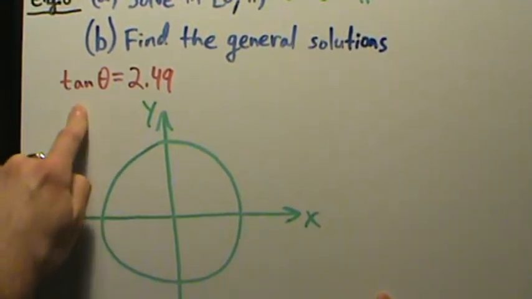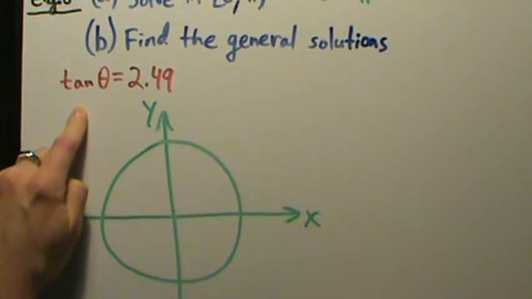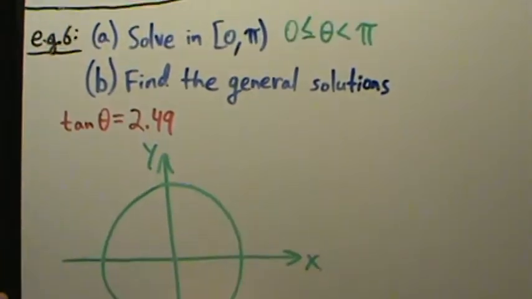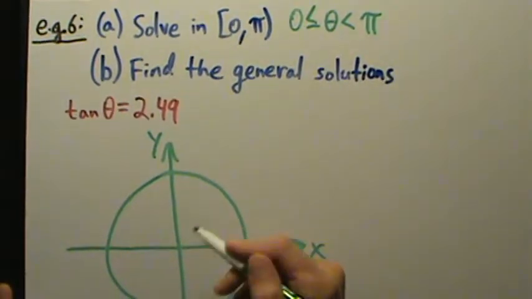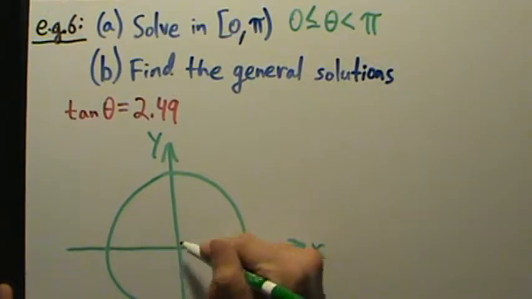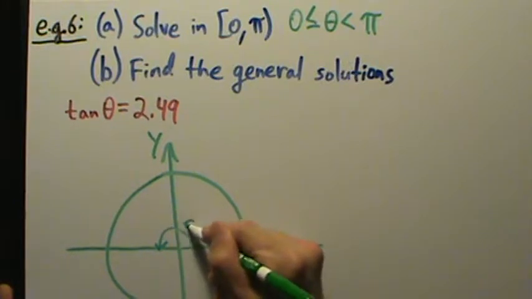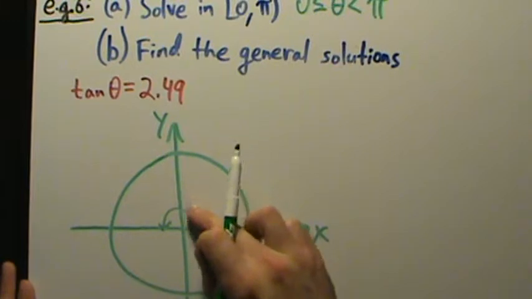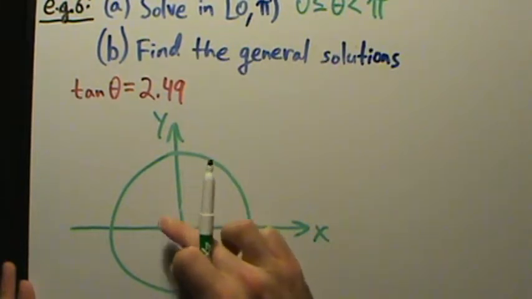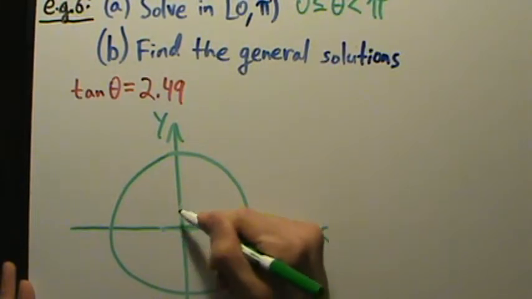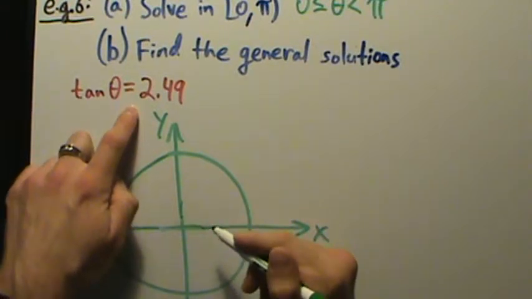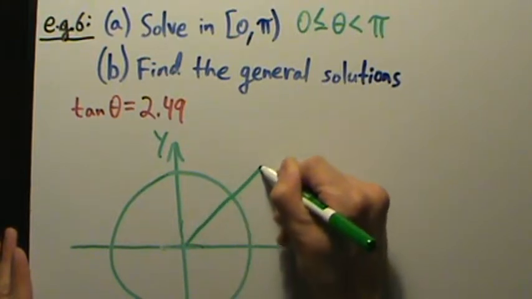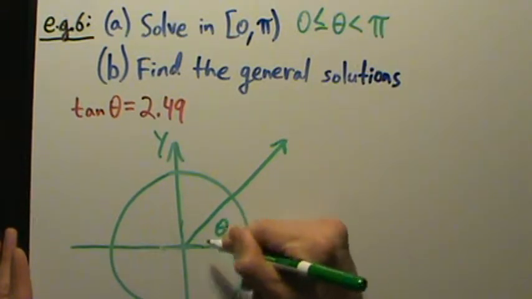Where is tangent of theta positive? In general, the tangent function is positive in quadrant 1 and quadrant 3. But quadrant 3 is actually outside of this interval. 0 to pi just means, here's angle 0, and then angle pi would be over here. So our answer is going to be somewhere above the x-axis in quadrant 1 or quadrant 2. But since tangent of theta is a positive number, we're somewhere in quadrant 1. So we'll just draw it over here, approximately. So here is our theta.